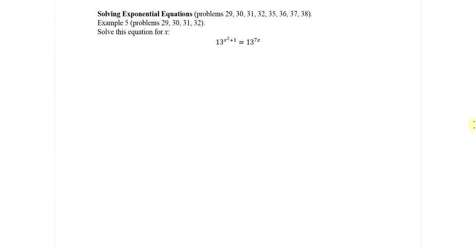Okay. Solving exponential equations. This is pretty straightforward because it really just goes back to doing quadratic equations. So example 5, if you look at 29, 30, 31, 32, we want to solve this equation for x. 13 raised to some power equals 13 raised to another power. So whenever I have the same base, that means the powers must be the same. If 13 to the something equals 13 to something else, I can just look at the powers. We'll see how to deal with different bases in section 2.6, which is about logarithms.